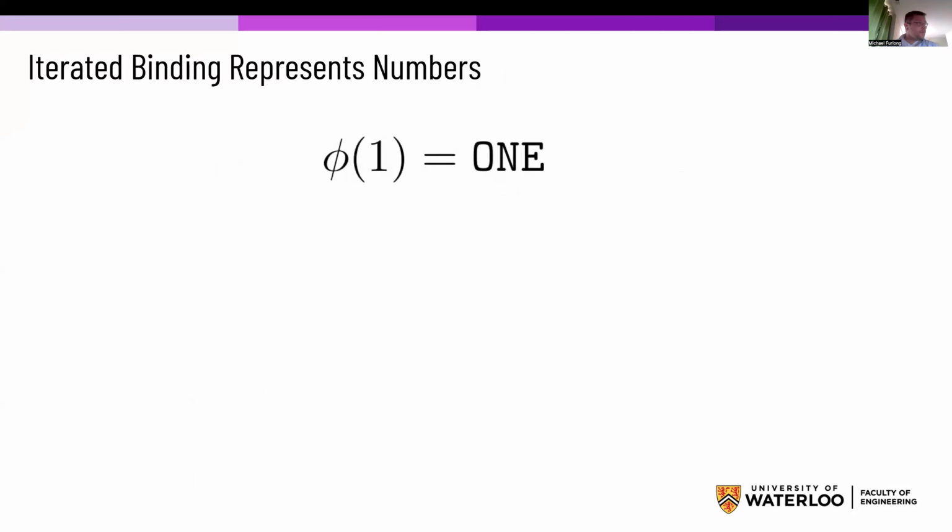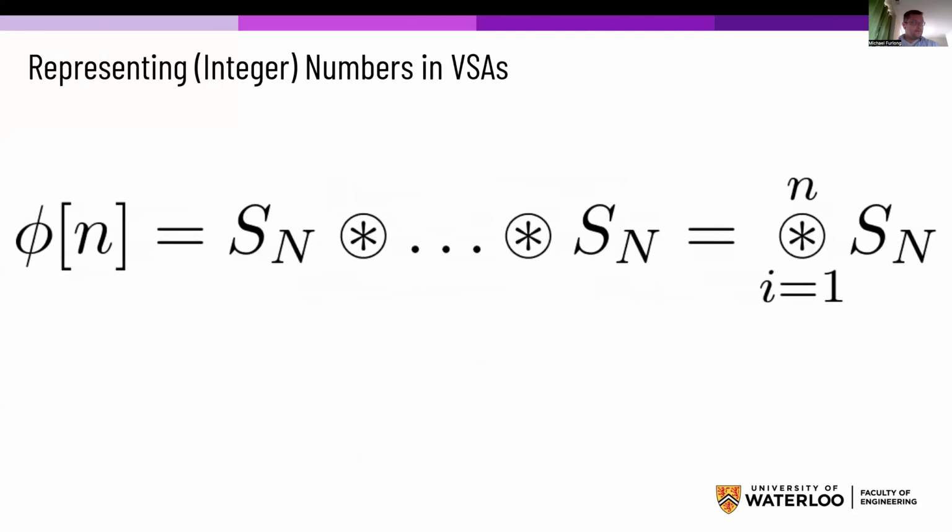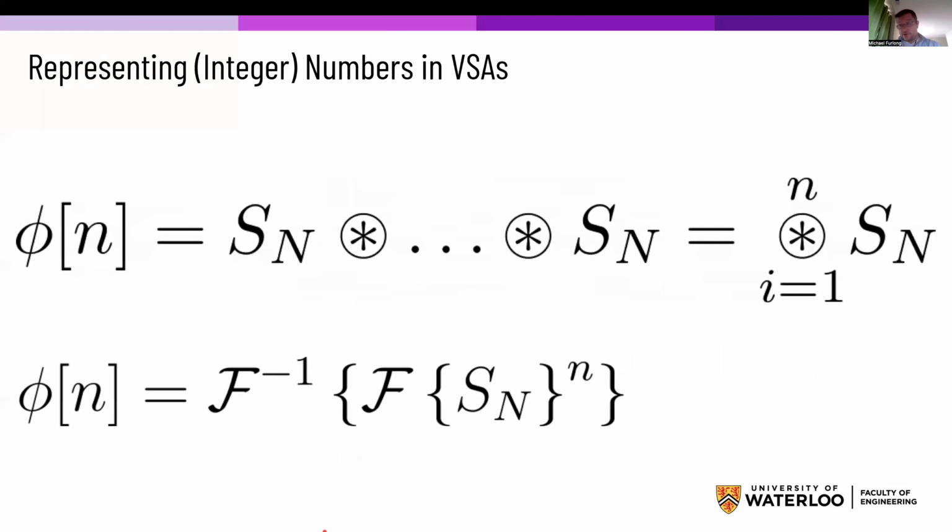We can also represent numbers. We can use iterated binding to represent integers. So if we have some mapping of 1 to a vector that we'll call ONE, to represent 2, we could bind it with itself. To get 3, we'd bind 2 with 1, which would be 1 and 1 and 1. And so the question then is, is there a mapping from the integer 3 to the encoding 3 that is consistent with the scheme? There is. It is literally iterated binding, which we can also do in the Fourier space.